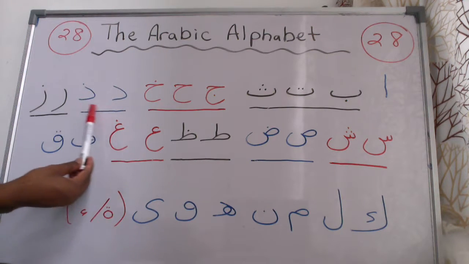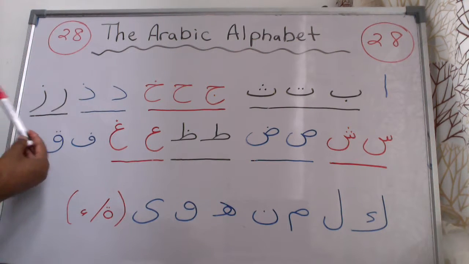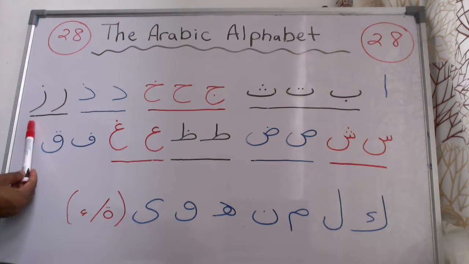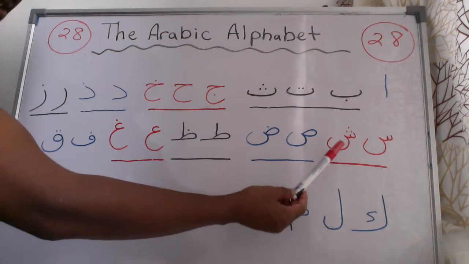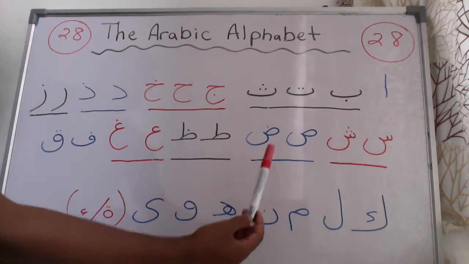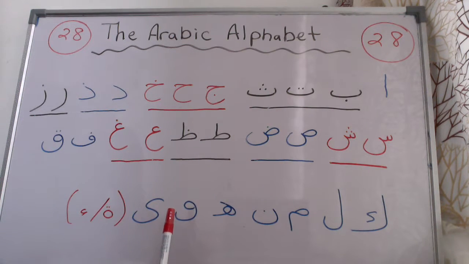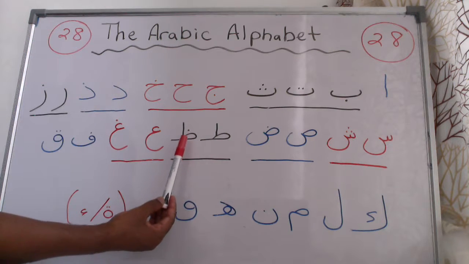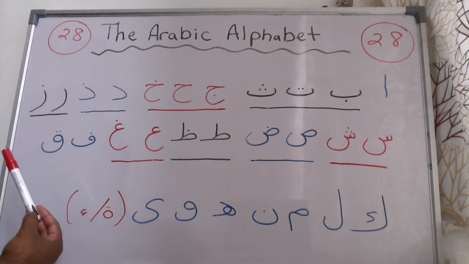The same thing with these 2 letters here, dal and dhal. The only difference is this dot here. Same thing with ra and zay. The only difference is the dot. Same with sin and sheen. The 3 dots here, no dots. And sad and dad. Dad has a dot. And the ta and the dha, the 1 dot here. And the ain and ghain, the 1 dot here.